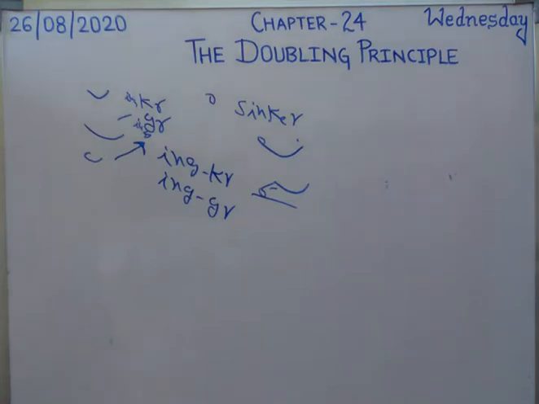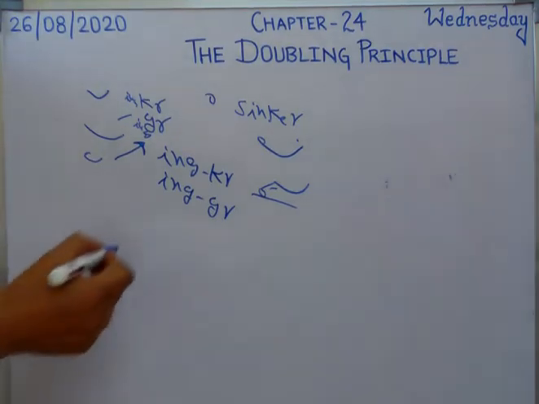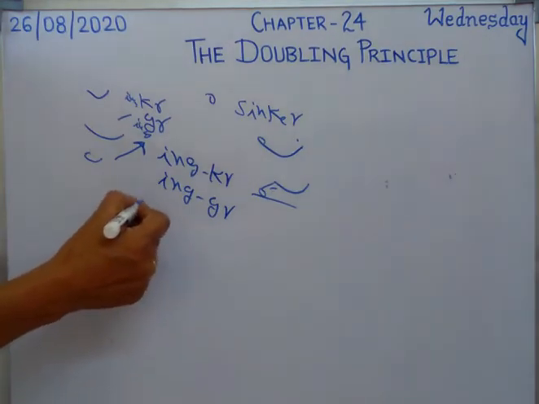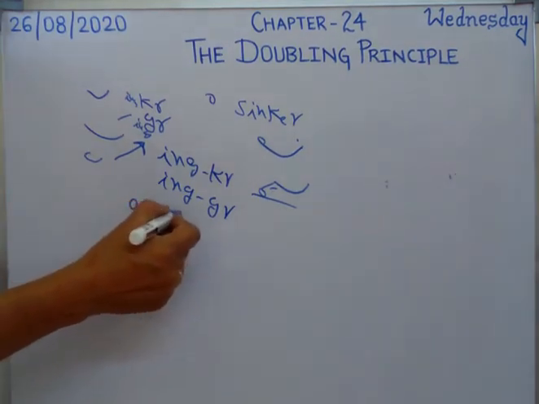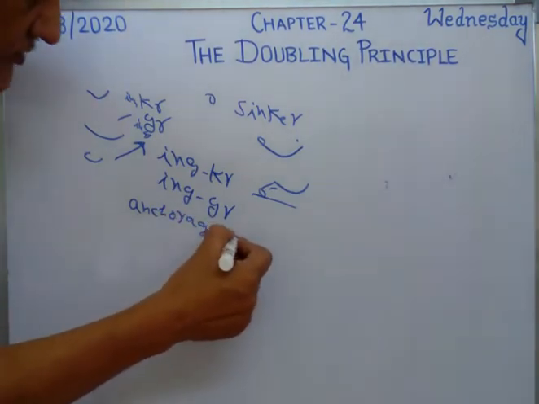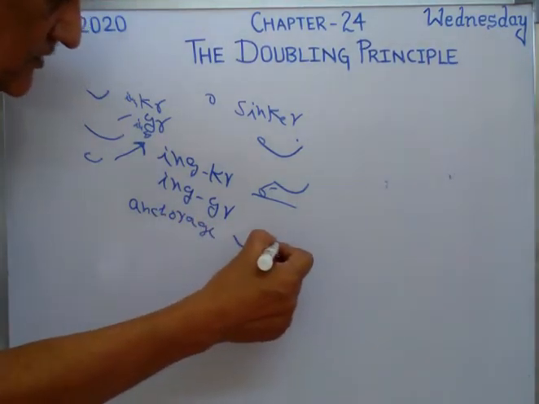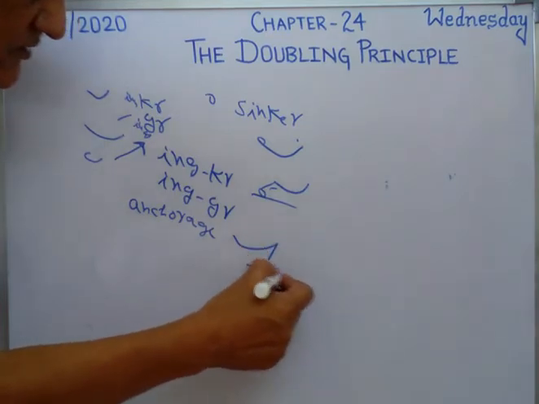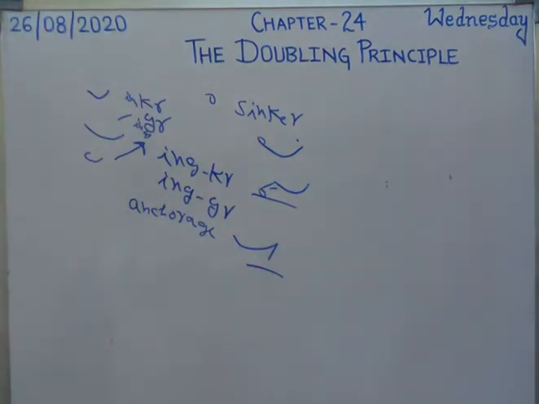When a word begins with inkar and inger, then also we use the doublet form of inkar and inger. For example, in the word anchorage, in the beginning there is an inkar sound. So we use the doublet form of inkar and inger and then J, anchorage.